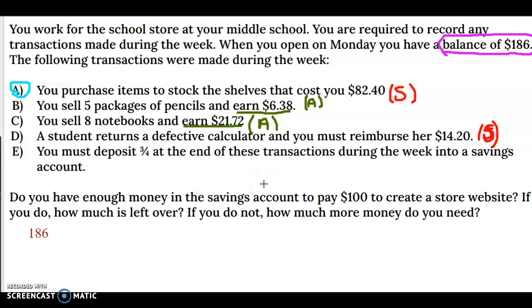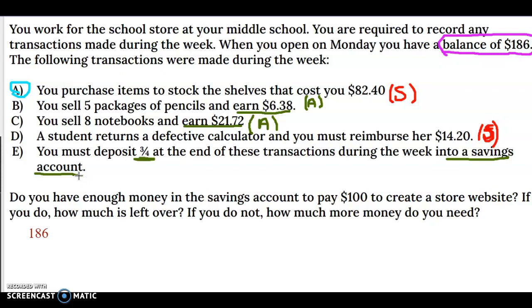And the last thing states you must deposit 3/4 at the end of these transactions during the week into a savings account. So whatever I'm making, 3/4 of that amount has to be deposited into a savings account. So I'm just going to underline the 3/4 because that's the number that I need to go ahead and deposit. And the fact that I'm putting it into a savings account, I'm going to just underline that.